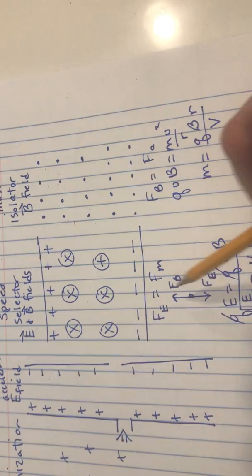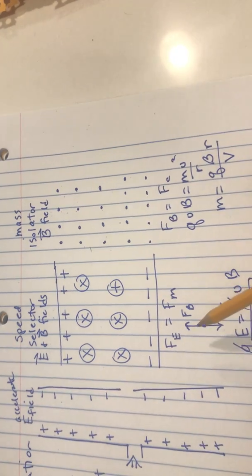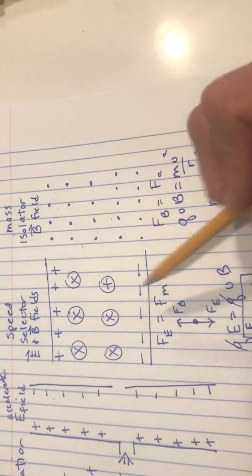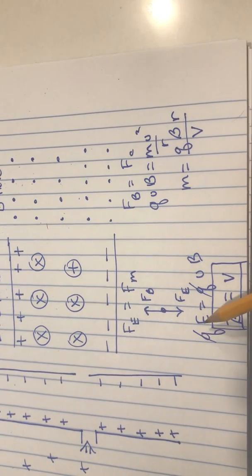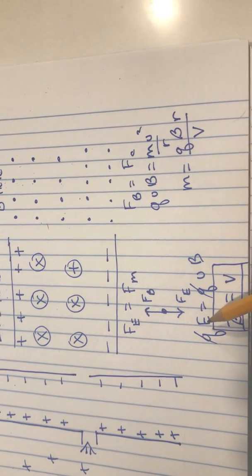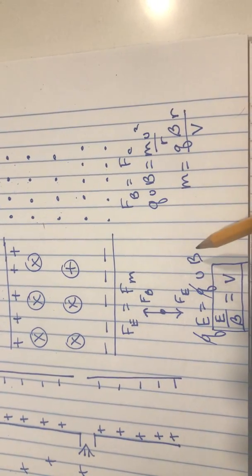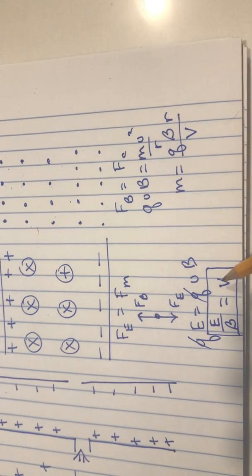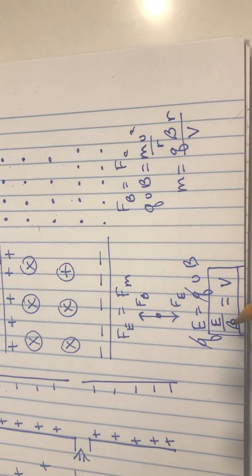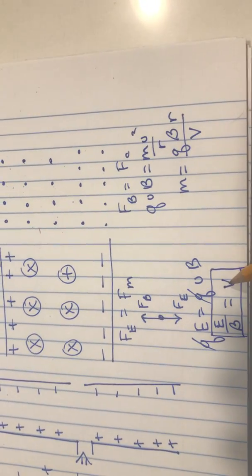So the particle comes in here, he has an electric force down on him, and if he's going exactly the right speed, he'll have a magnetic force up on him that equals the electric force. Here's the math. So the electric force is QE, right? Force electric equals QE, and the magnetic force is QVB. So the charge cancels out, and his velocity is equal to the electric field divided by the magnetic field. So that's how you get an exact velocity that you want.